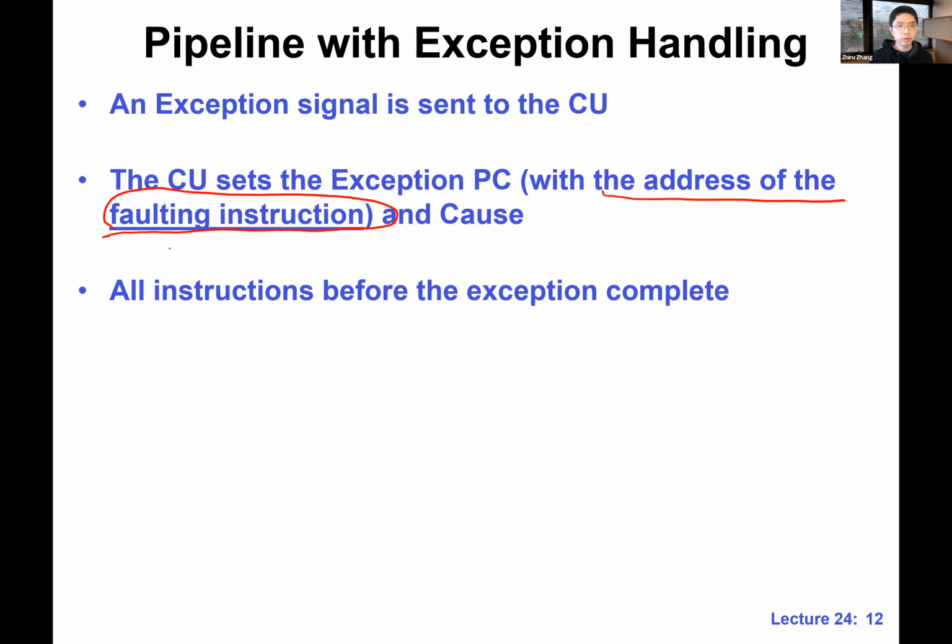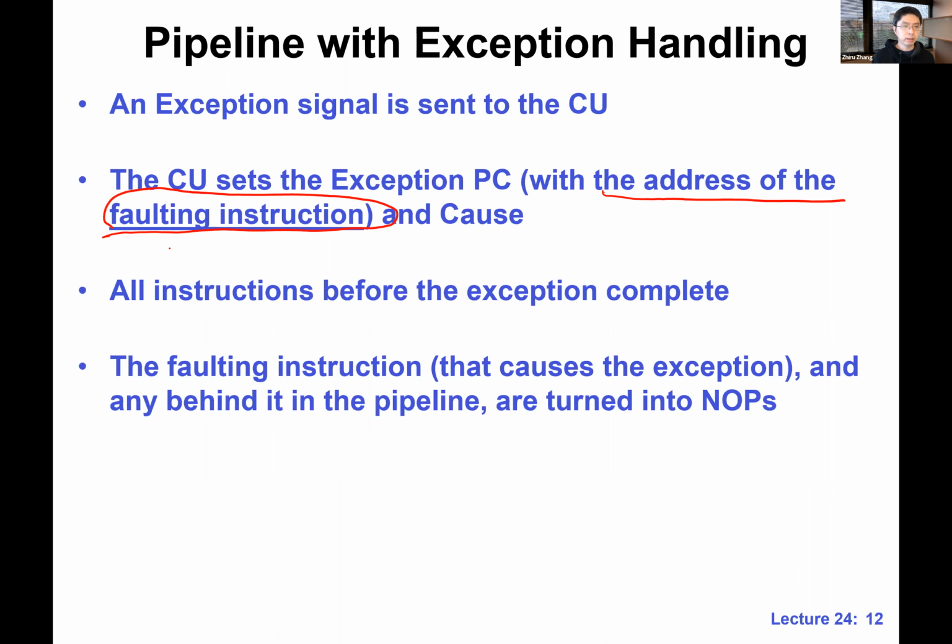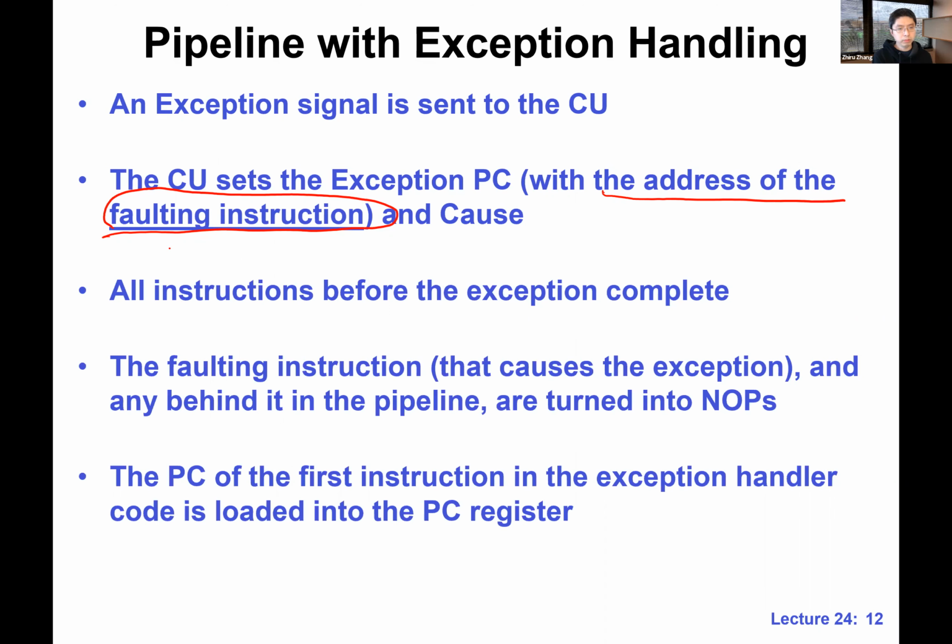All the instructions before this faulting instruction, we will need to complete. And then the faulting instruction, the one that causes the exception, and anything behind it in the pipeline will be turned into no-ops. They'll be squashed. And we want to bring in the first instruction in the exception handler. This exception handler is also a program, basically a special piece of system software, which also contains a list of instructions. We basically want to run the program of this exception handler.